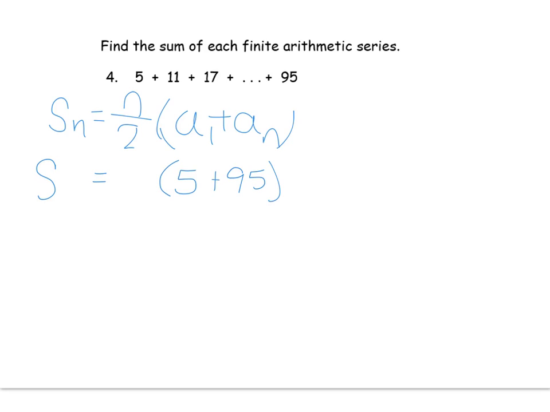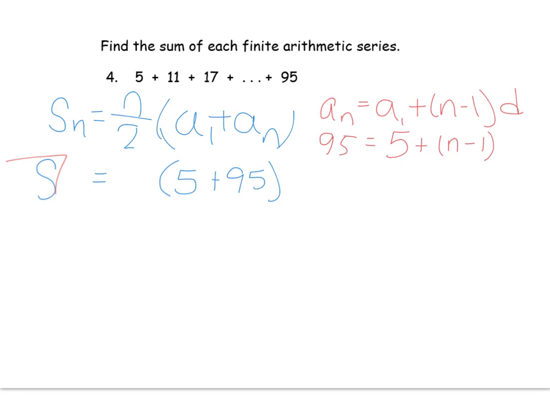So in order to find how many numbers we're adding up, we're going to go back to the arithmetic sequence formula. So substituting into the arithmetic sequence formula, we know that our AN is 95. We know that A1, our first term, is 5. We don't know how many terms there are, so we're trying to solve for N. And the common difference here, let's look. 5 to 11, 11 to 17. What is the difference? Well, 17 minus 11 is 6, 11 minus 5 is 6, so we have a common difference of 6. And now we're just going to solve.